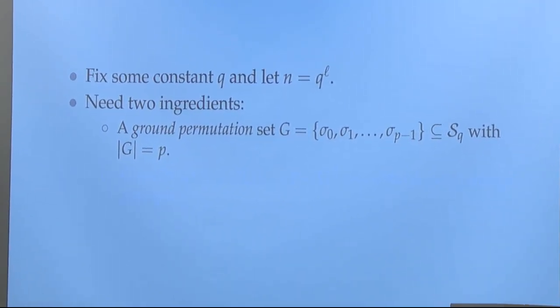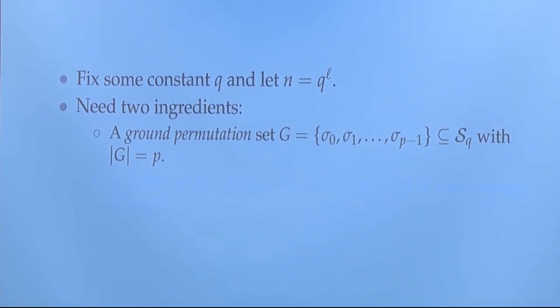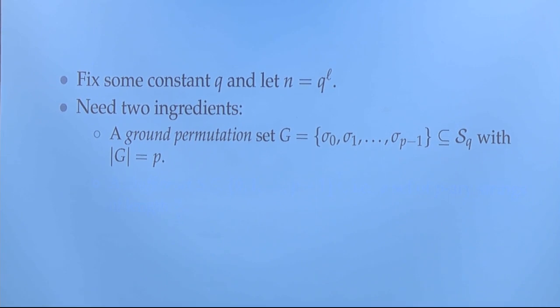This set G is going to contain a bunch of permutations. How many of them? There are going to be p permutations. And these permutations are all going to be very small. They all have length q. So these are only small, constant size permutations. And there are p of them. And we'll pick p later.